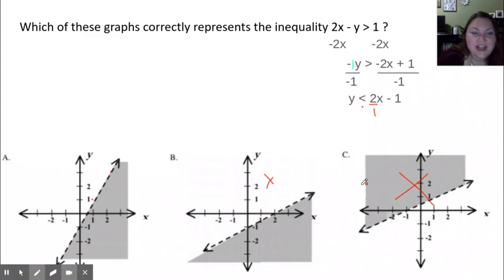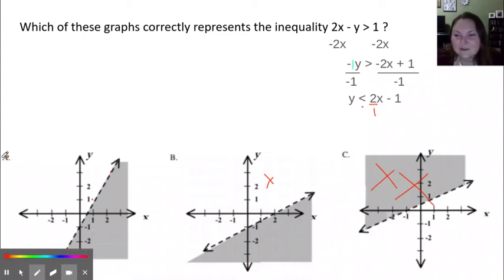So I could come in and check. If that's one of the first things you checked, you could have eliminated this one again because it's shaded above. That would have been a greater than sign. This one is less than, this one is less than. This is the one that matches all the information we've got though. So we want to say the correct graph is graph A.